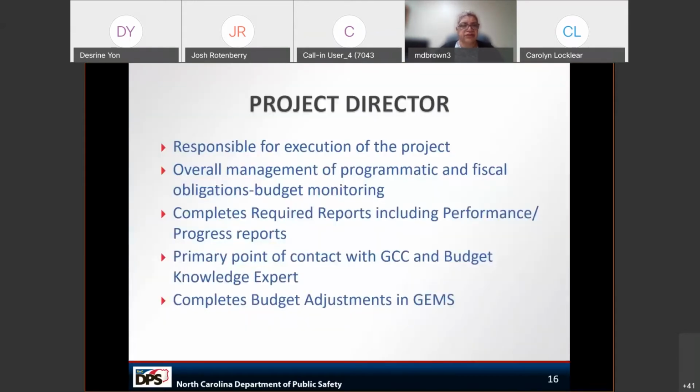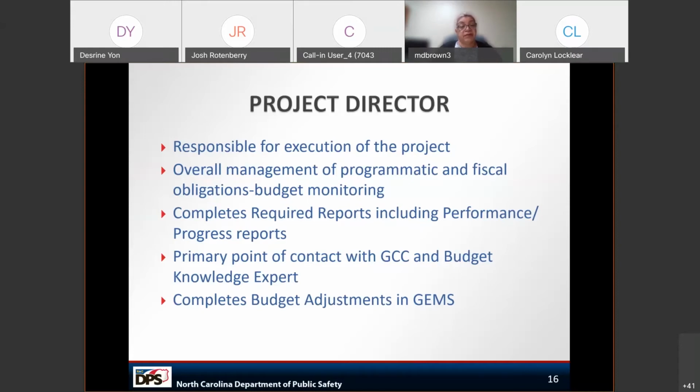The way we look at it, your project director is responsible for execution of the project. They're your overall management of the project and programmatic and fiscal obligations and your budget monitoring. They're responsible for completing required reports, including performance and progress reports. They're our primary point of contact from GCC, and they have the budget knowledge. They're the budget knowledge expert on your grant. And they also complete any budget adjustment in GEMS.